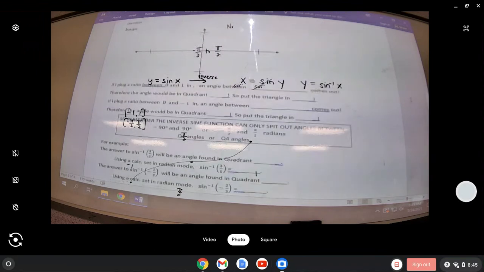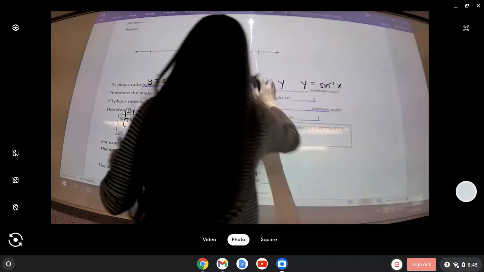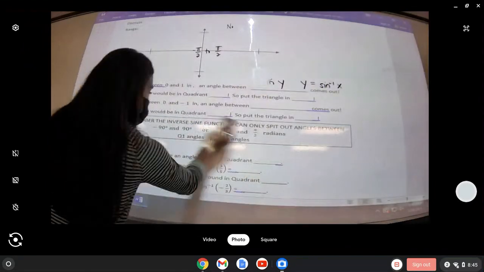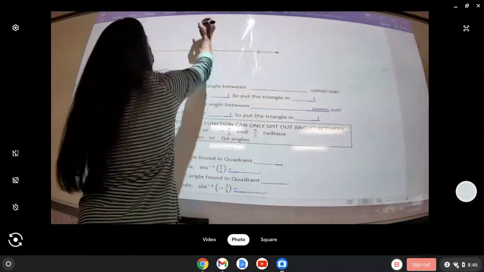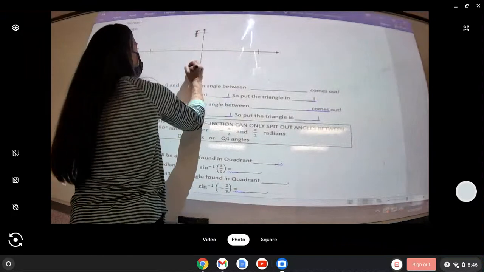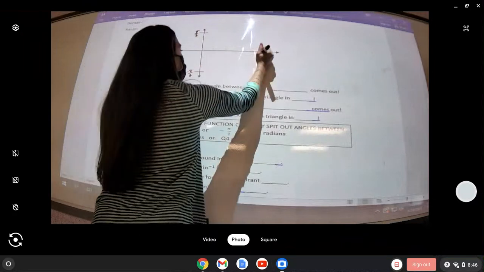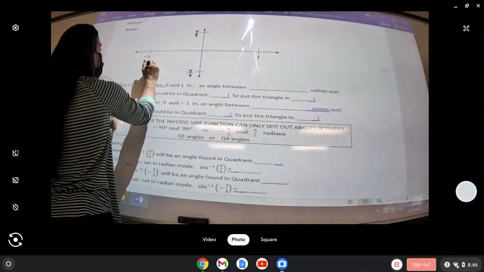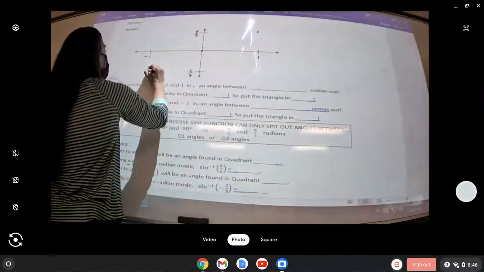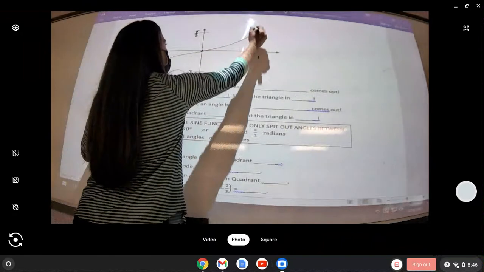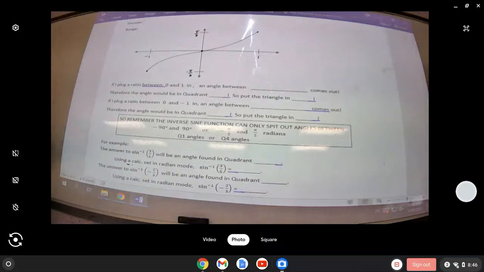I gotta move mine up, guys. I wish I had done this. All right, let me just redraw it really quick. Okay, all right, so now let's see how this one reads.